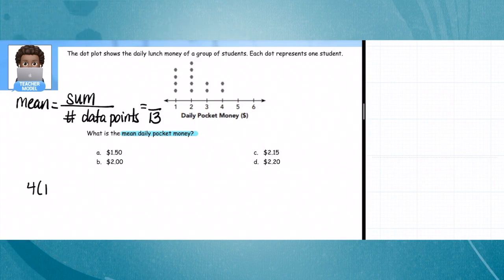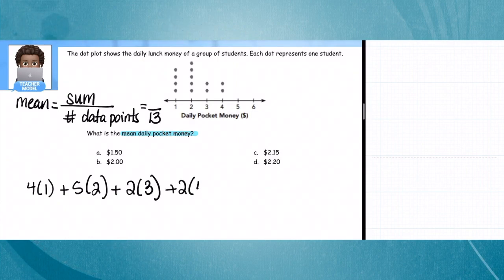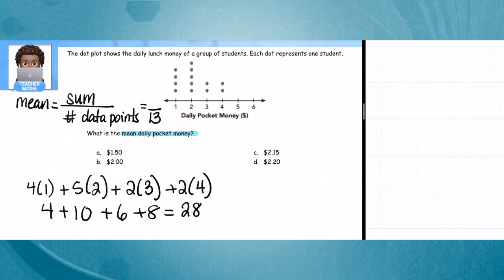Okay, let's get to work writing our numbers. 4 kids said 1. 5 kids said 2. 2 kids said 3. And 2 kids said 4. So we're going to add this up. 4 plus 10 plus 6 plus 8. And that gives us 28. So now to find the mean, we're going to do 28 divided by 13. And this is where we're going to use our calculator.